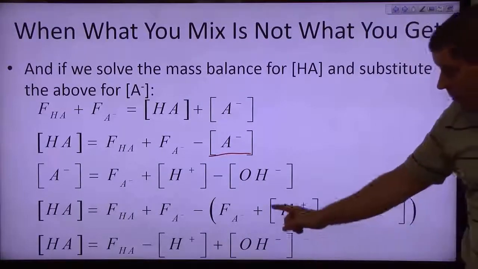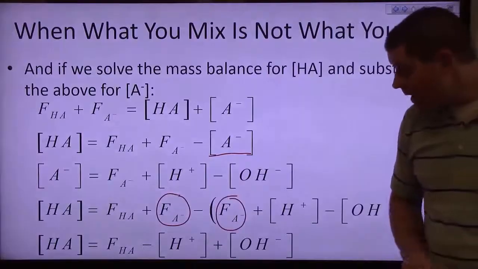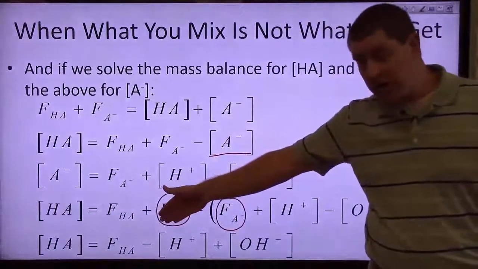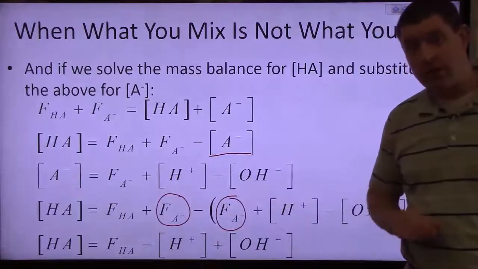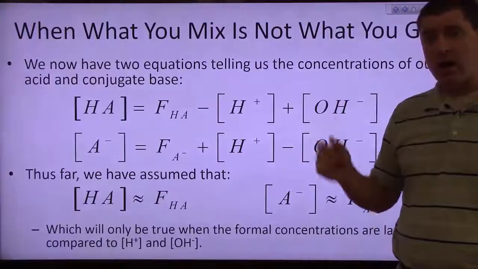And then of course we've got this term in here twice, and so those will cancel, and we end up with the concentration of HA is equal to the formal concentration of HA minus the concentration of H plus plus the concentration of OH minus. And now we have two equations telling us the concentrations of our acid and our conjugate base.